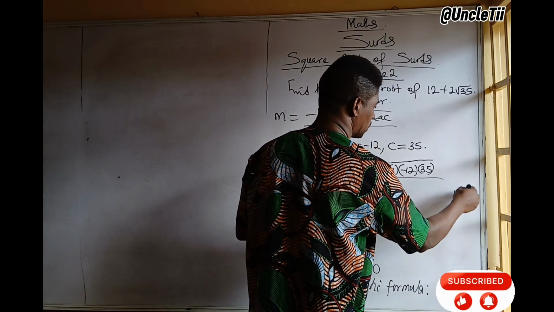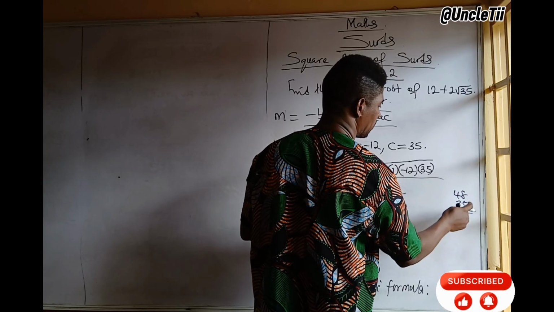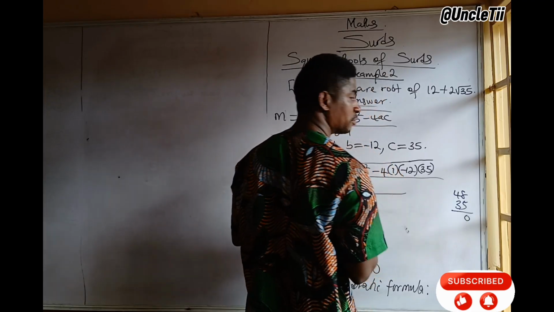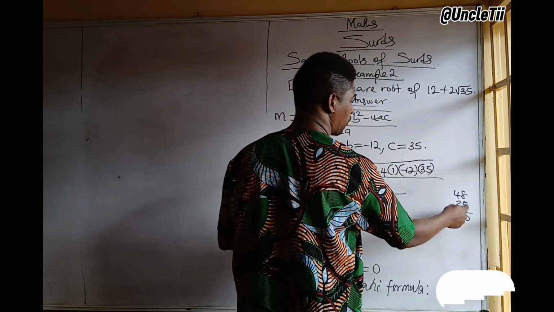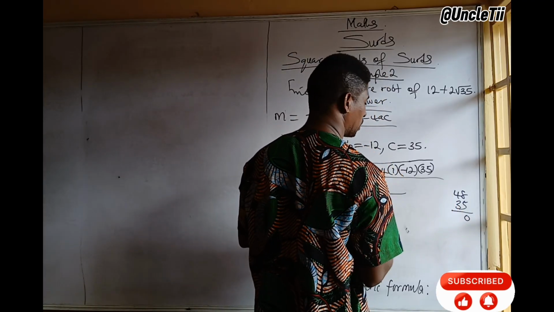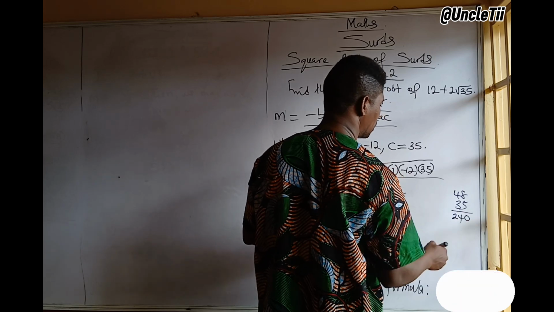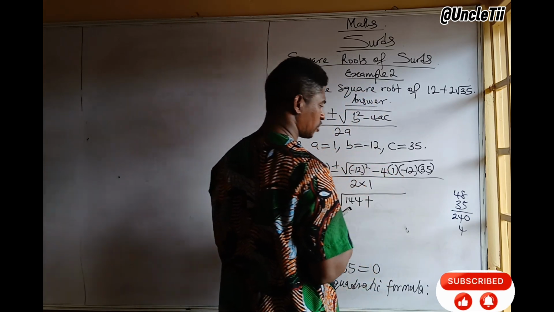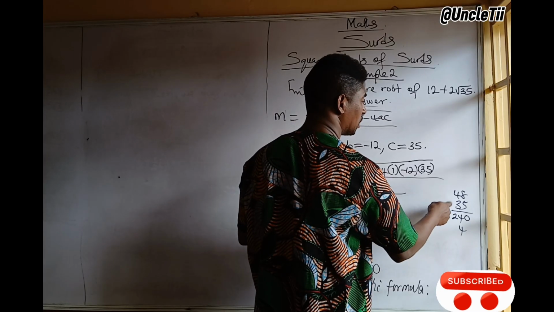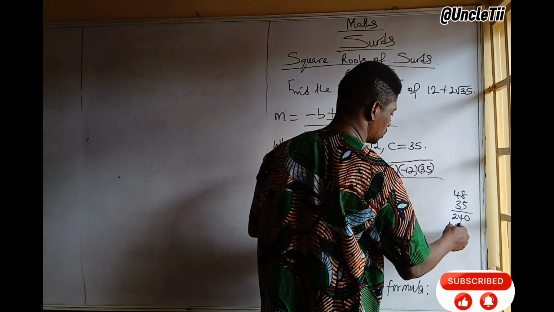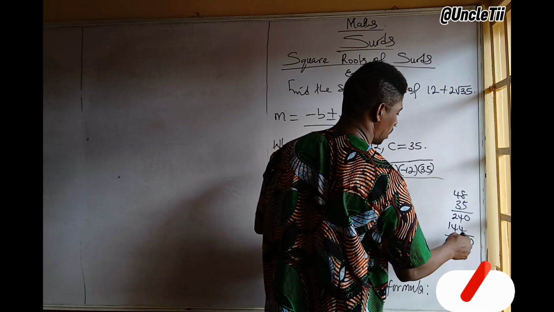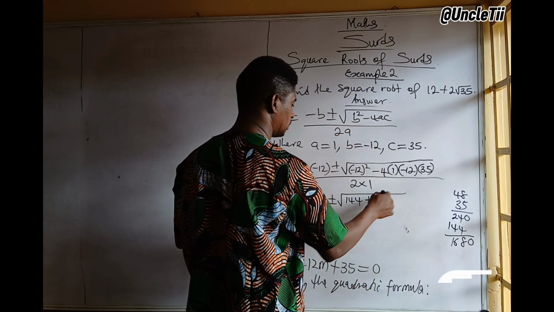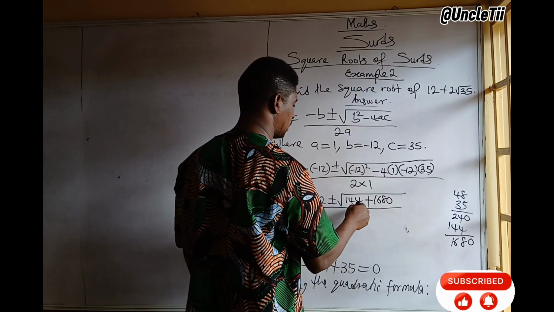Then we have 48 times 35: 5 times 8 is 40, put down 0, carry 4; 5 times 4 is 20 plus 4 is 24; 3 times 8 is 24, put down 4, carry 2; 3 times 4 is 12, plus 2 is 14. So you have 0, you have 8, you have 6, you have 1. So 1680 over 2.